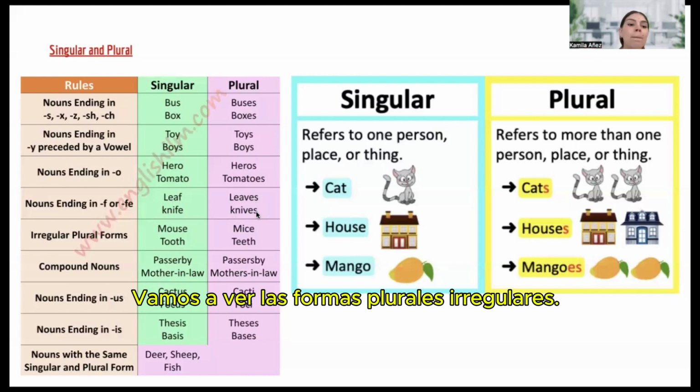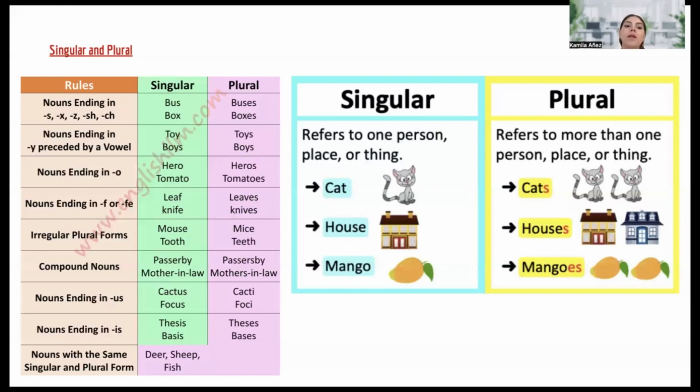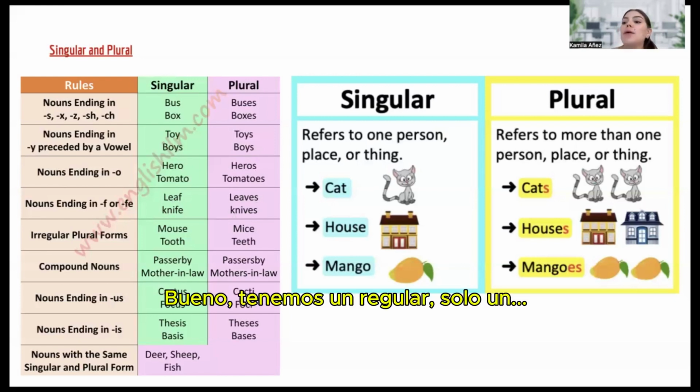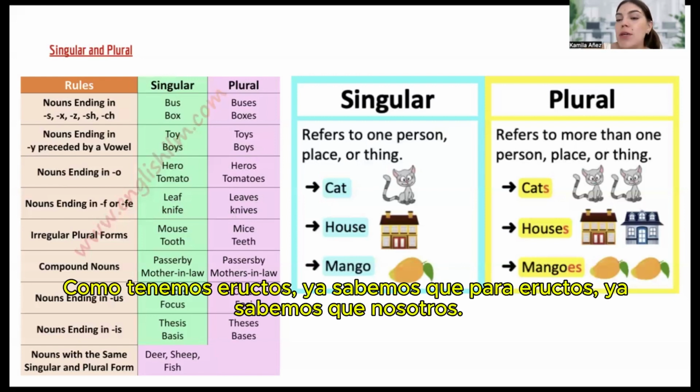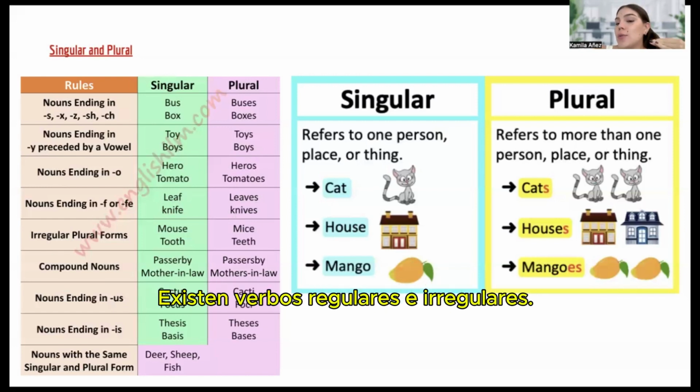Okay. Let's see irregular plural forms. Well, we have irregular plurals just as we have irregular verbs. So for verbs, we already know that there are regular and irregular verbs. All right.